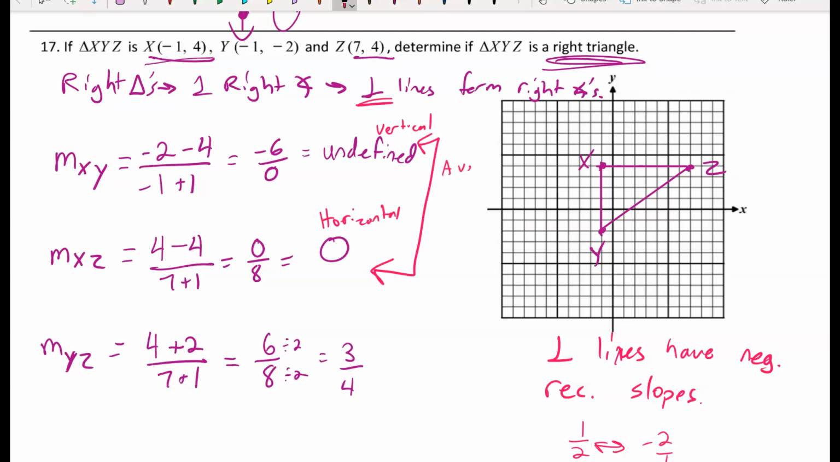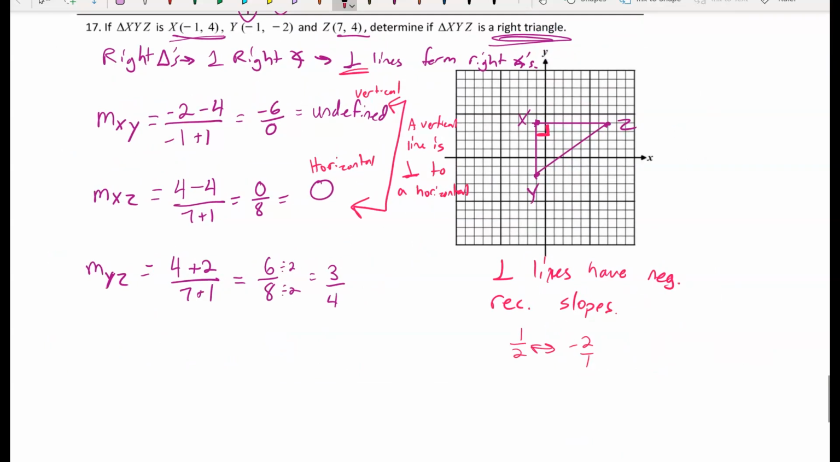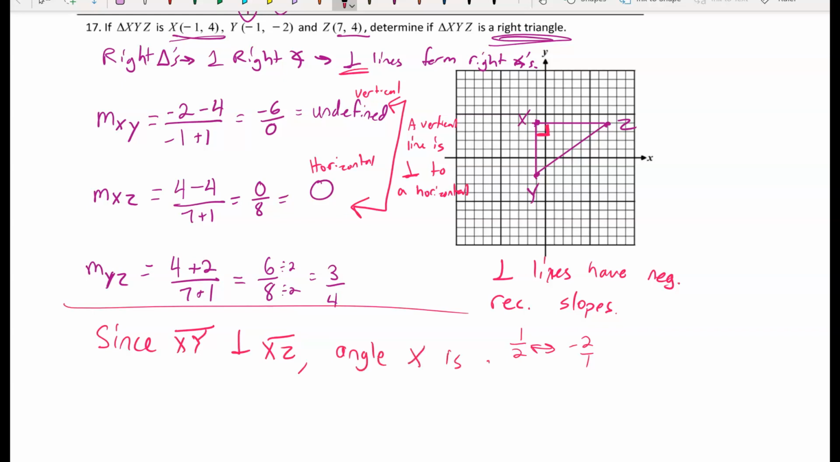And remember that a vertical line is always perpendicular. That's what that symbol means, like an upside down T. A vertical line is perpendicular to a horizontal line, which would mean that there's a right angle right at X and that this is a right triangle. So what this work showed is that I have a right triangle. I'm just going to explain my work a little bit here. Since XY is perpendicular to XZ, angle X is a right angle.